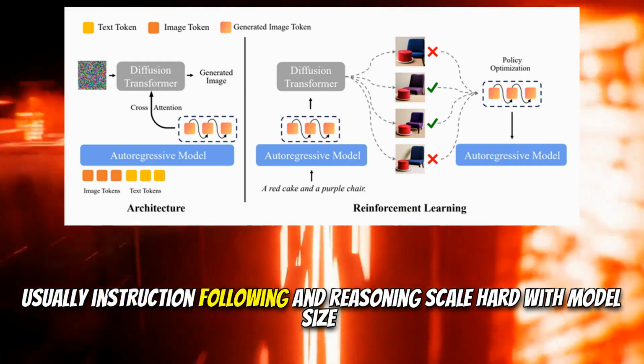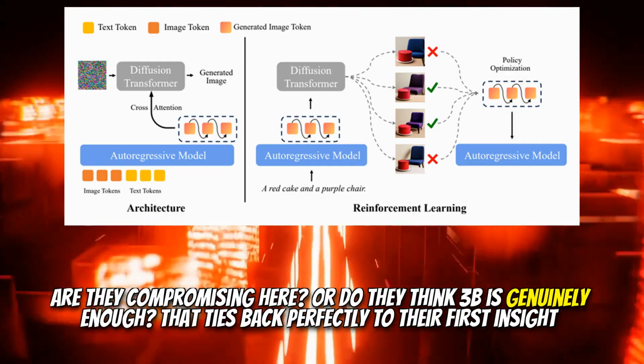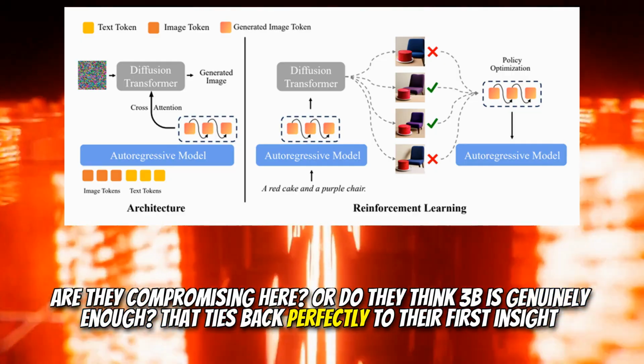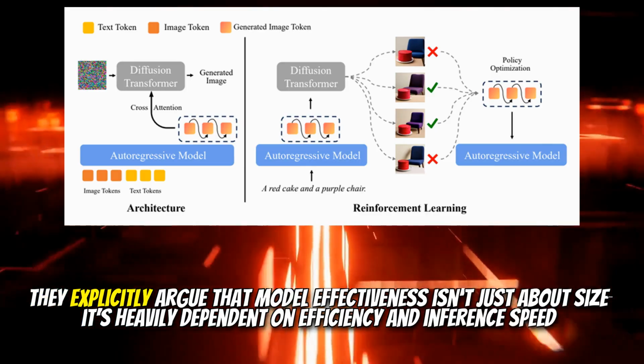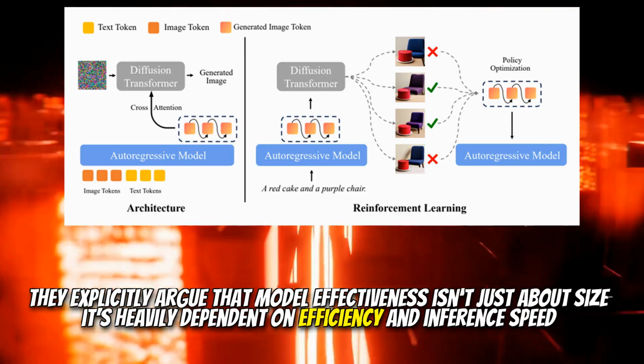Usually, instruction following and reasoning scale hard with model size. Are they compromising here, or do they think 3B is genuinely enough? That ties back perfectly to their first insight. They explicitly argue that model effectiveness isn't just about size. It's heavily dependent on efficiency and inference speed.